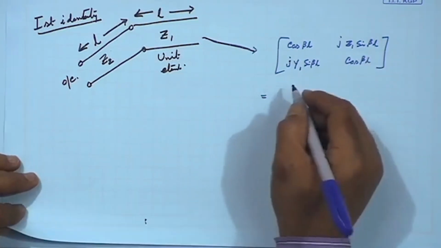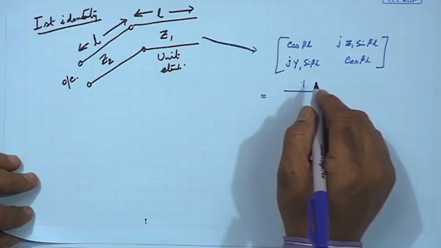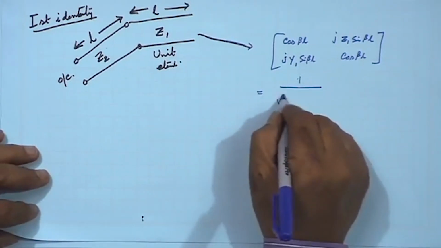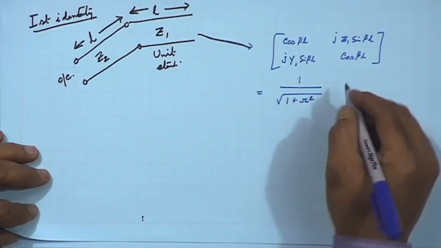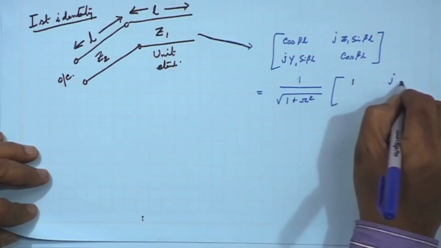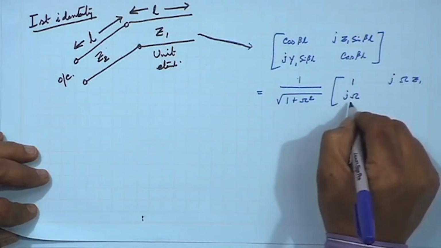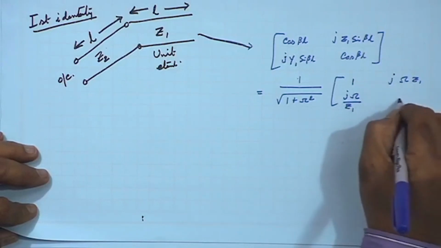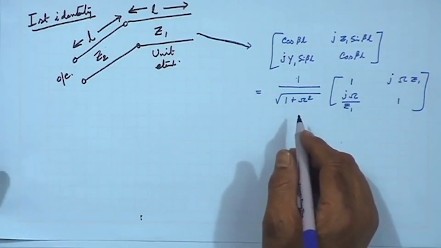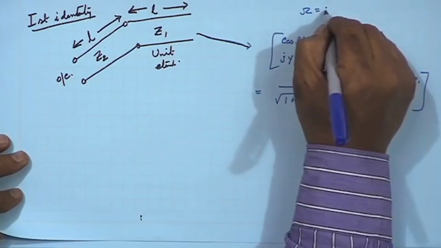Now, in terms of Richards transformation, because there we have seen tan beta L is equal to capital omega. So, 1 by root over 1 plus omega square, into 1, j omega Z1, then j omega by Z1 and 1. Just put all this in. Remember, capital omega is tan beta L.